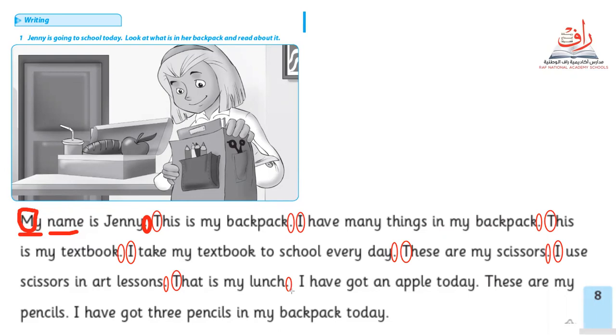I'm going to make a circle just to make sure that we write with the capital and the small letter, okay? Capital letter and full stop. I, capital letter, have got an apple today. Full stop. These are my pencils. I have got 3 pencils in my backpack today. Okay, thank you, Jenny. Let's go now to write our own paragraph.